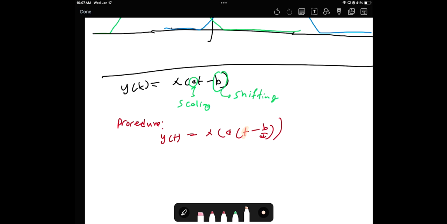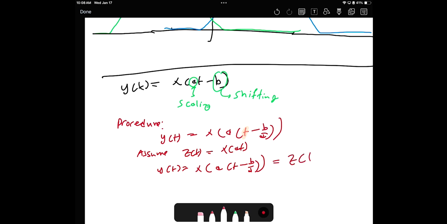Then what we need to do is to assume z of t equals x of a t. So as a result, what will happen? y of t will be x of a times t minus b over a. Now in terms of z, it will be z of t minus b over a. So now with this assumption, the problem will be easier.